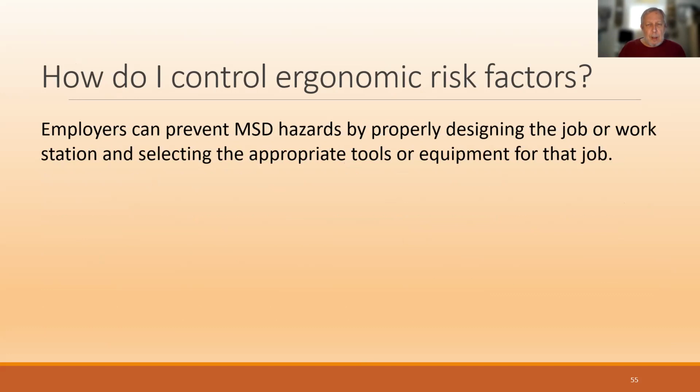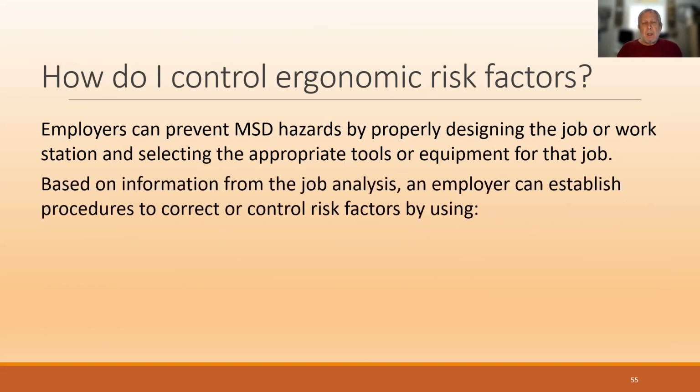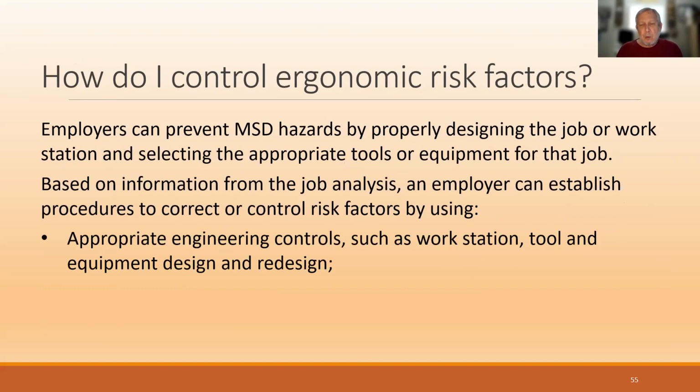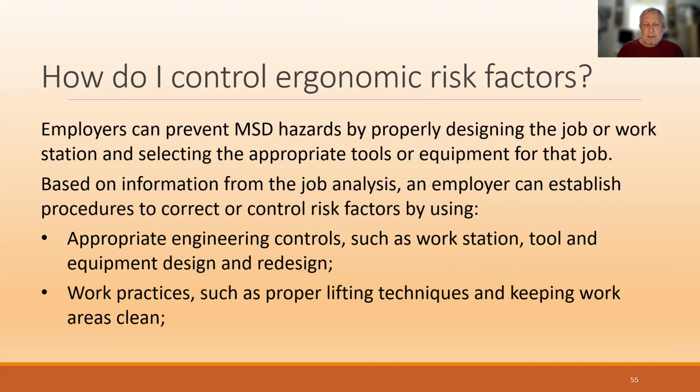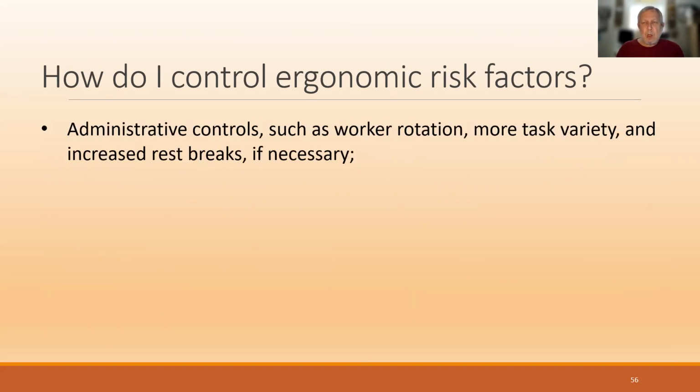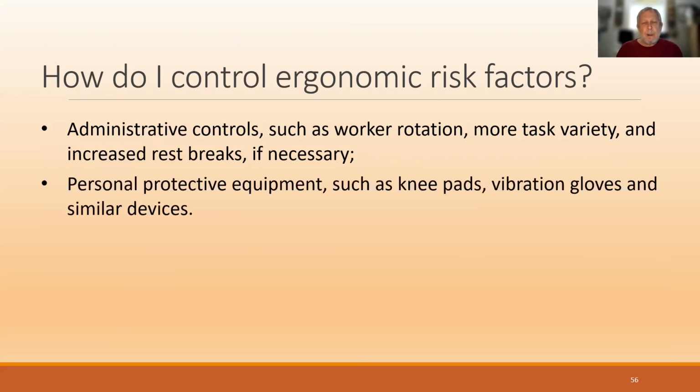How can I control ergonomic risk factors? Properly designing the job or workstation and selecting the appropriate tools or equipment for that job. Based on information from the job analysis, an employer can establish procedures to correct or control risk factors by using appropriate engineering controls, such as workstation, tool, and equipment design or redesign; work practices, such as proper lifting techniques and keeping work areas clean; administrative controls, such as worker rotation, more task variety and increased rest breaks if necessary; and personal protective equipment, such as knee pads, vibration gloves, and similar devices.